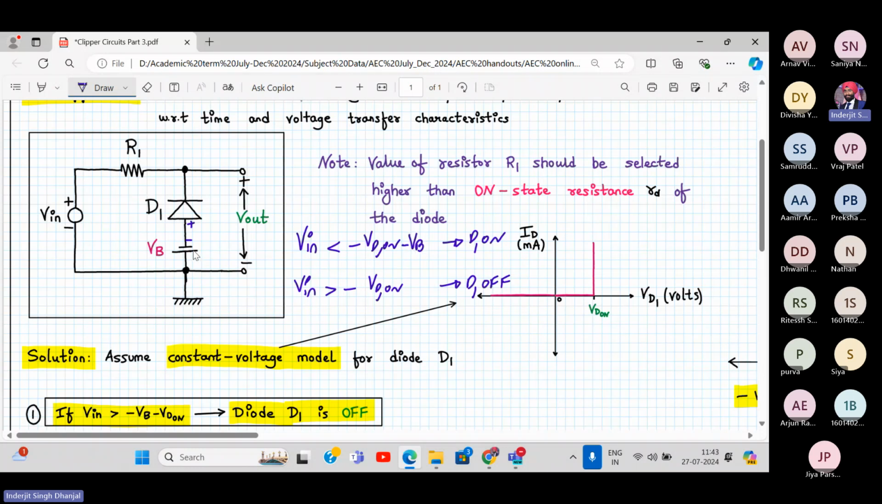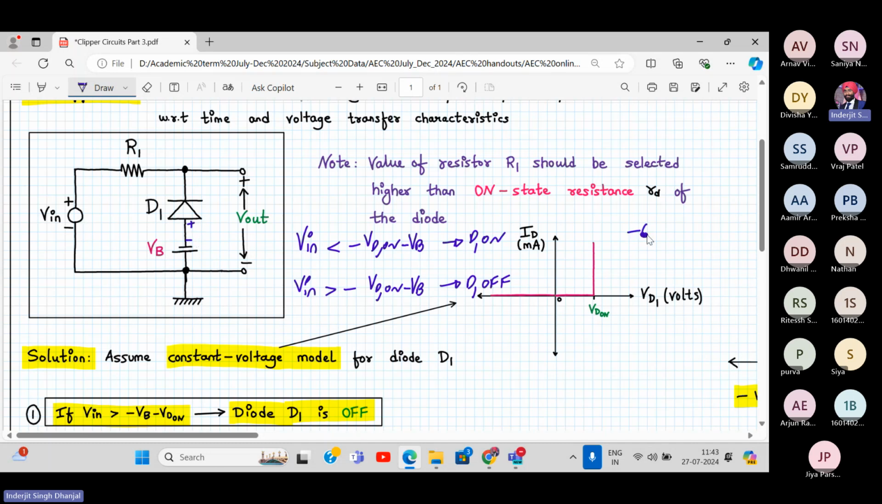In this case, remember, don't get confused. In the earlier case, if it was opposing, we added. But in this case, it's in a negative half cycle. So that's why we are adding minus VB. Just remember that. So it will be minus VD on minus VB. Why? Because the diode turns on at the negative half cycle. So more voltage is required.